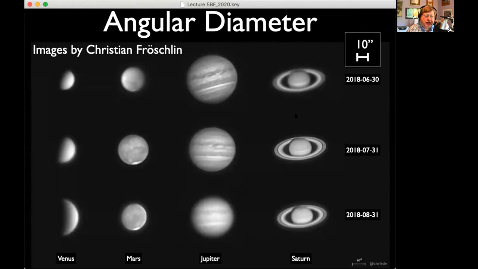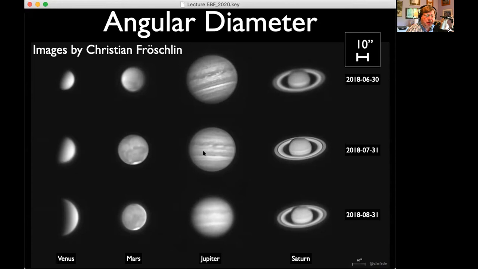Actually, let's go back here. So this Jupiter is about 30 arc seconds across, 34 arc seconds across. Here is Mars, that looks like it's about 20 arc seconds across. And again, this is actually pretty good resolution. The resolution that you can see with a telescope is about 1 arc second.